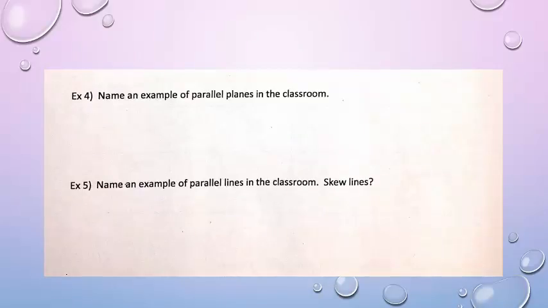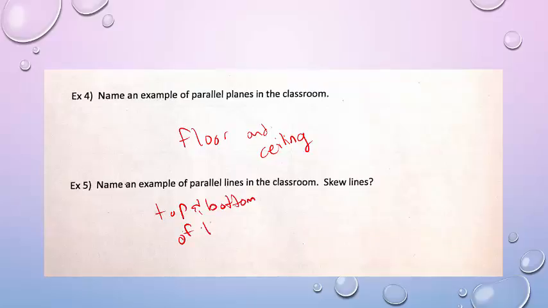These were examples that we did in class. So if you're in a classroom and you want to name parallel planes, you could say the floor and the ceiling. And this just helps us visualize these objects in a real world situation. And then there's tons of parallel lines in the classroom. You could say the top and bottom of the board.